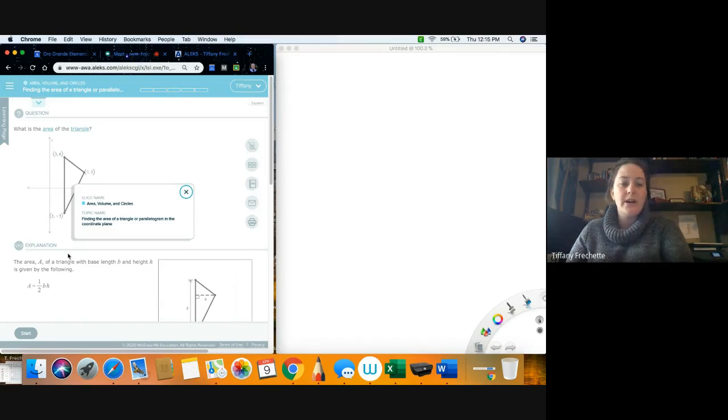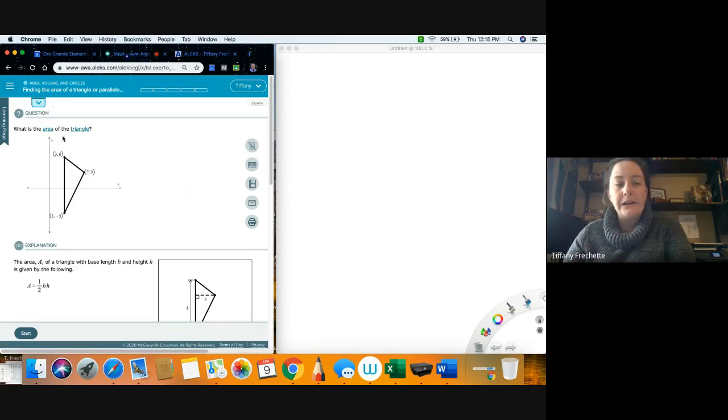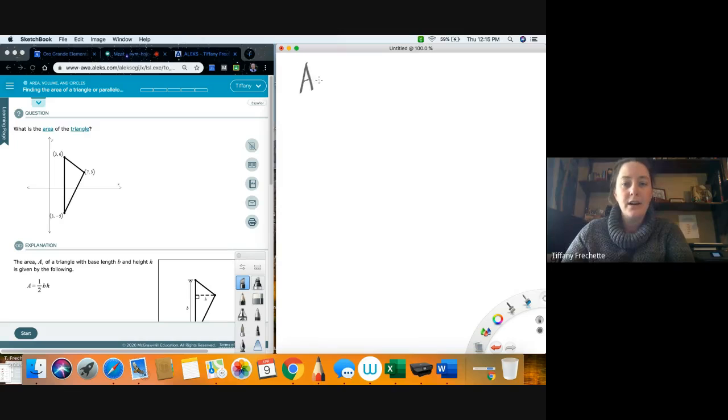Finding the area of a triangle or parallelogram in the coordinate plane. So I know this one looks a little bit more difficult than just finding the regular area when you're given all the pieces, but it's not too terrible. We do need to remember to find area of a triangle. We want 1/2 base times height.